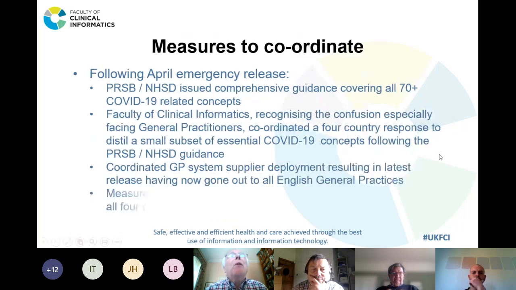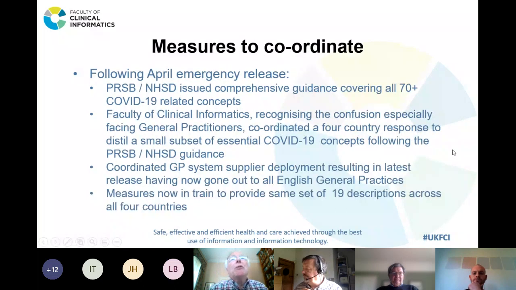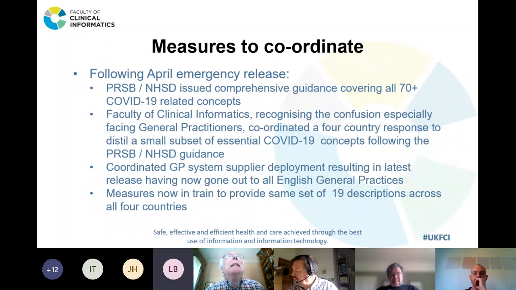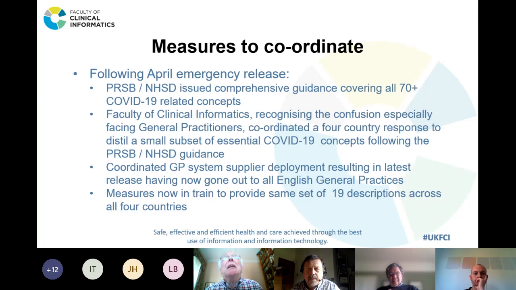So following all of that, various people have tried to coordinate this and clear up the confusion and help to get some order into things. Following that April release, PRSB, the Professional Record Standards Body, worked with NHS Digital, and they have issued comprehensive guidance covering what are now some 70 plus COVID-19 related concepts. And that advice is available online.